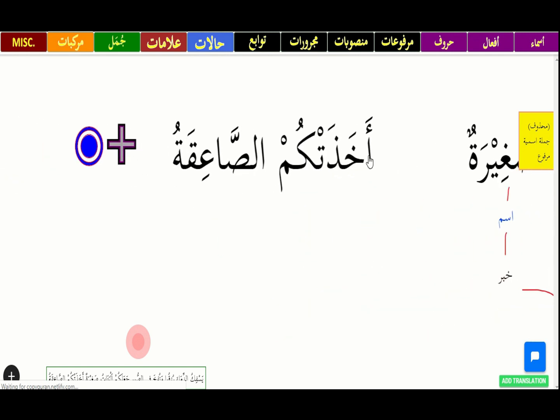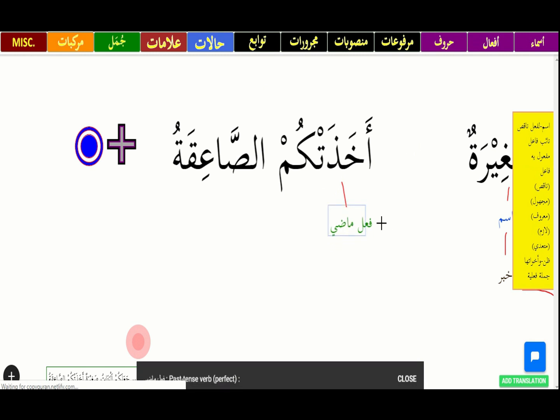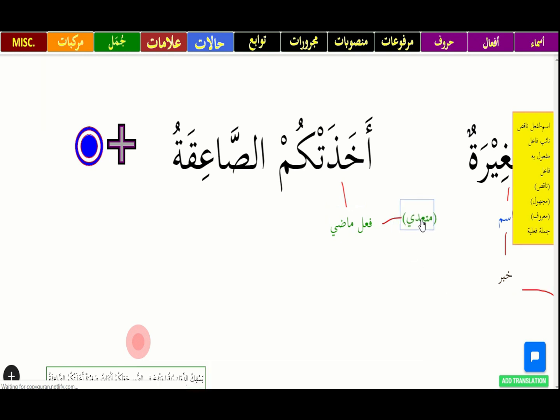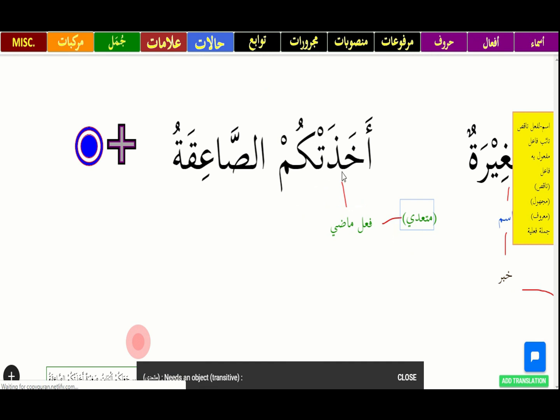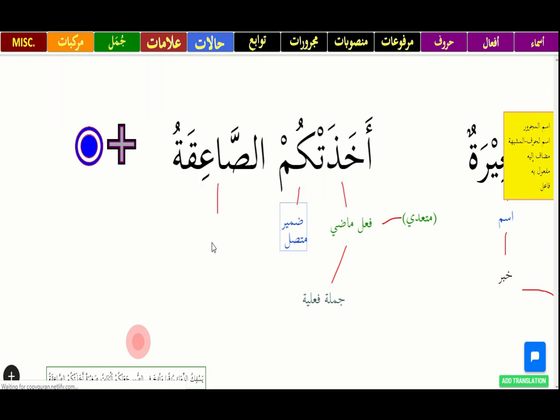Next one, أخذتكم الصاعقة. So أخذت is going to be a verb. So it's fi'al madhi, it's past tense, fits our past tense pattern. And that verb is going to be muta'addi, meaning its meaning demands a direct object because it means to take. So you need to take something. So there's going to be a verbal sentence, jumla fi'aliya. We have this noun over here and we have another noun here. So this noun, let's just state what it is. So that's going to be damir muttasil, attached pronoun.